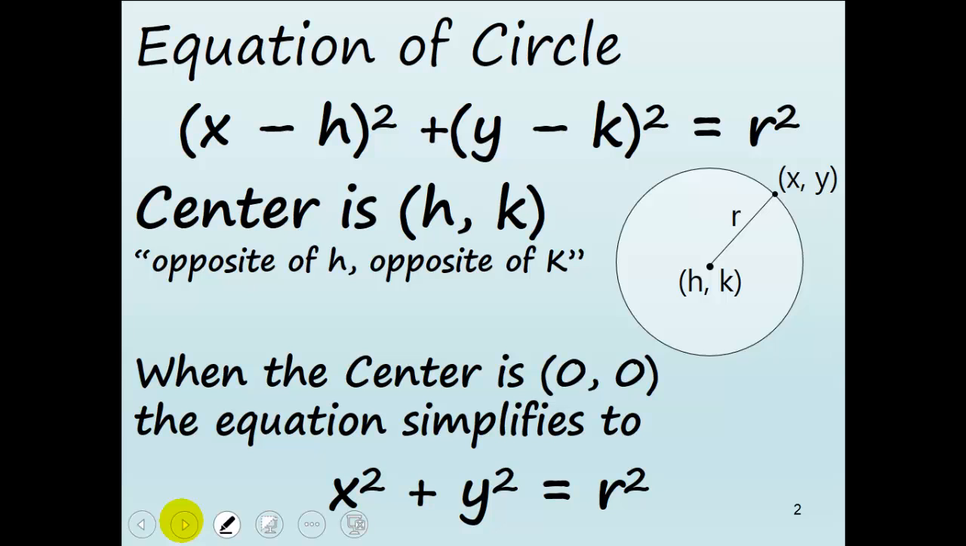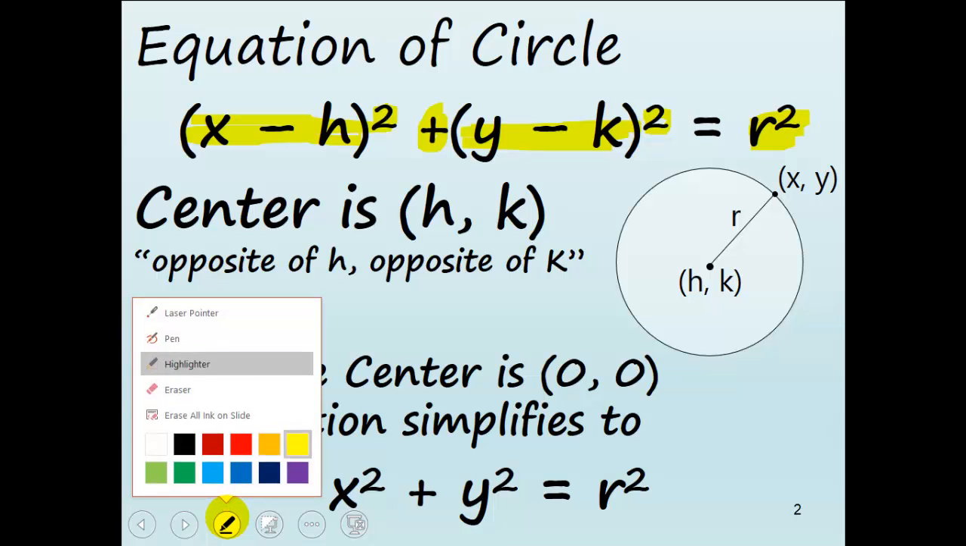So the equation of a circle looks like this in its most general form. It's going to be x minus h, that squared, plus y minus k, that squared. There's always a plus sign in between these on circles. Circles are always adding. And then the constant on the right-hand side is our r squared. So the center is what we call (h, k).